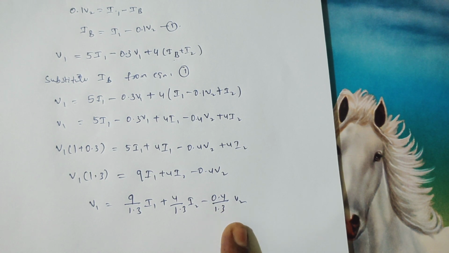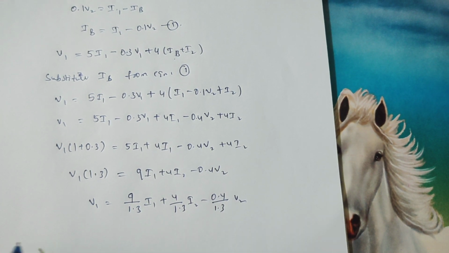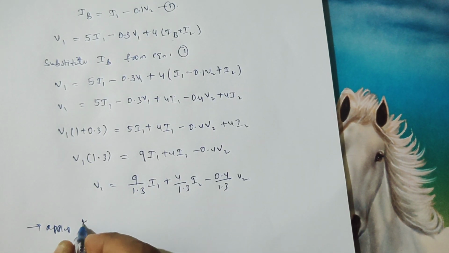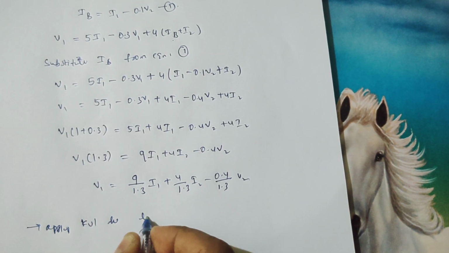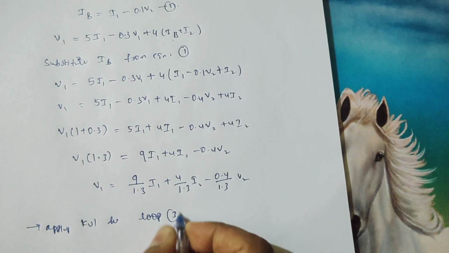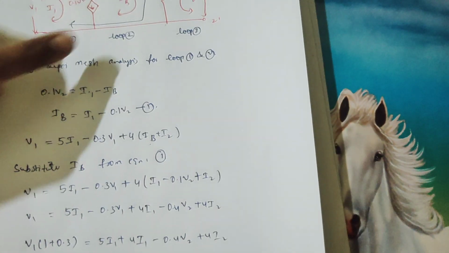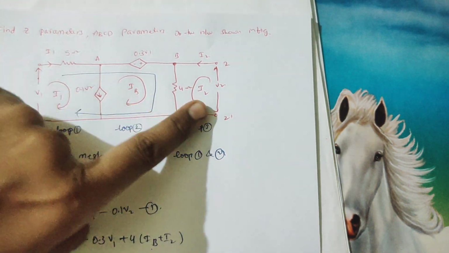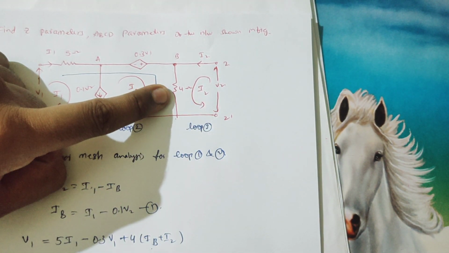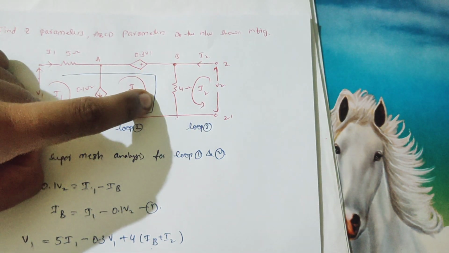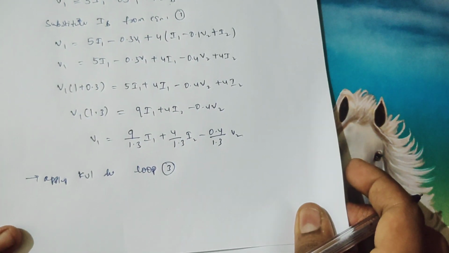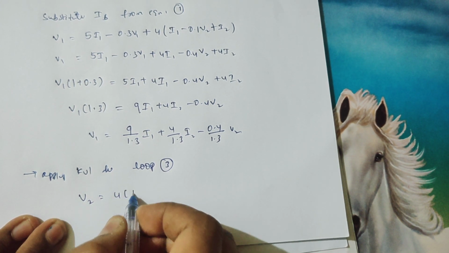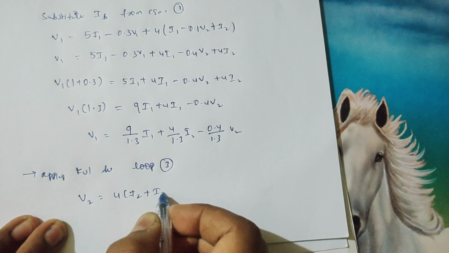So similarly, to find out this V2, apply KVL to loop 3. So this is your loop 3 now. This loop 3 gives V2 is equal to 4 into I2 plus IB. So from the given circuit, in loop 3, the voltage V2 is equal to 4 into I2 plus IB.